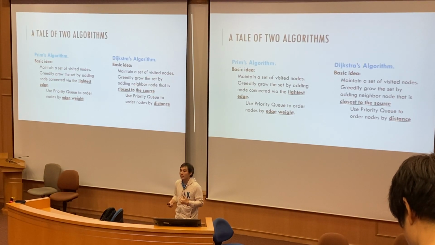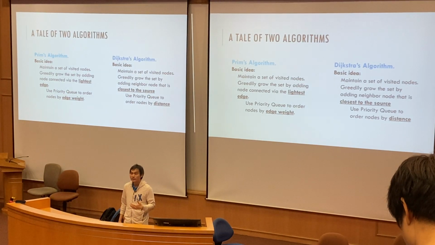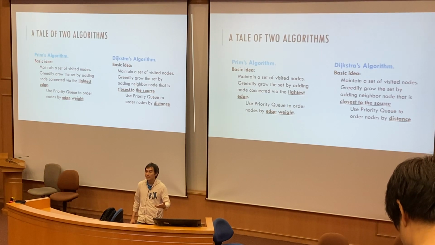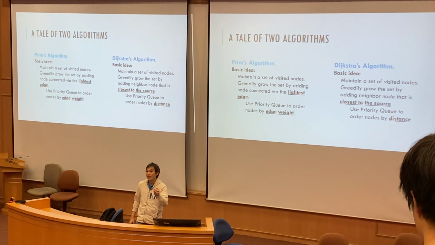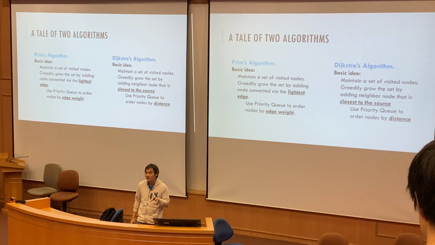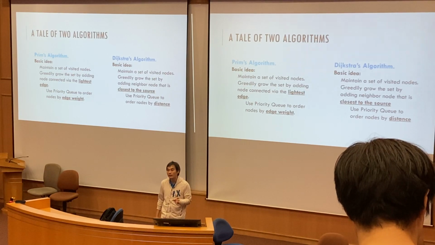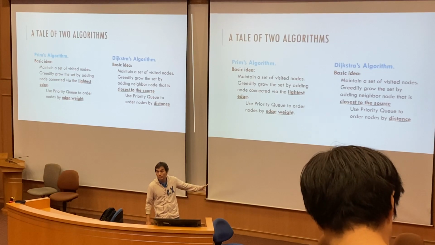What do we do with Dijkstra? We maintain a set of visited nodes. We again gradually grow the set by adding the neighbor node that is the closest to the source, by looking at your distance estimates. Again, we're using a priority queue. But the priority queue now is ordering the nodes by distance, not by edge weight like in Prim.